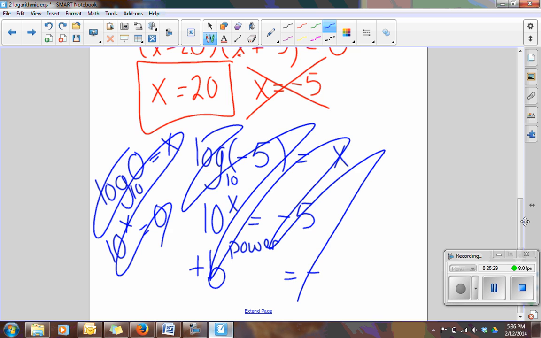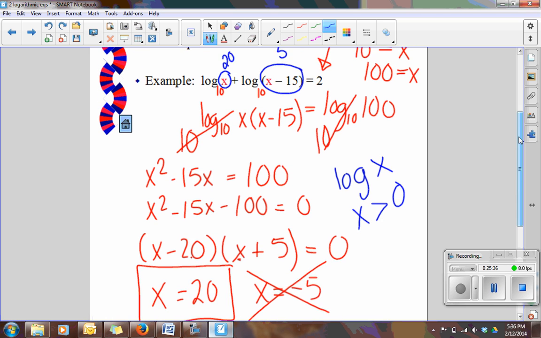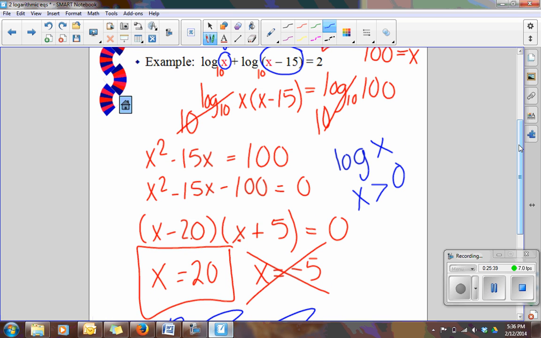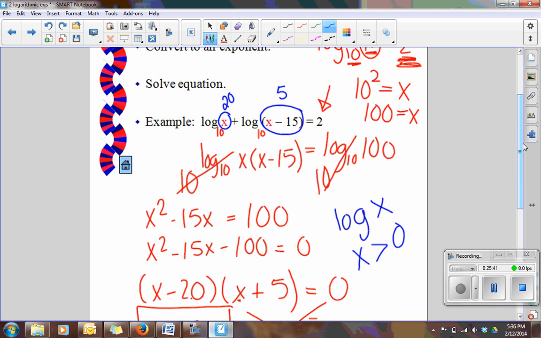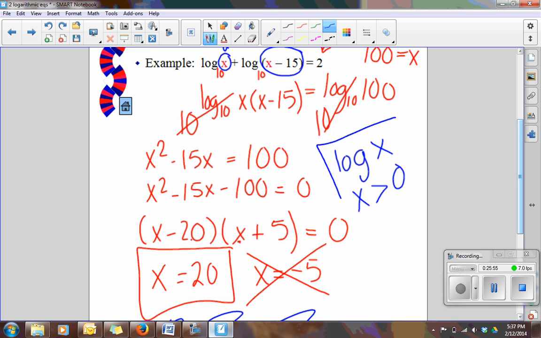So because of that, when we're solving these logarithmic equations, we have to check our answers. We have to make sure we're not creating a log of a negative number. When we plug this -5 back in for our x here, we would get log of -5, which is not okay. And here, we would get log of -20, also not okay. So -5 is not a solution. Our only solution is x equals 20 because of the domain of log. X absolutely has to be greater than 0. It can't be equal to 0. It has to be positive.